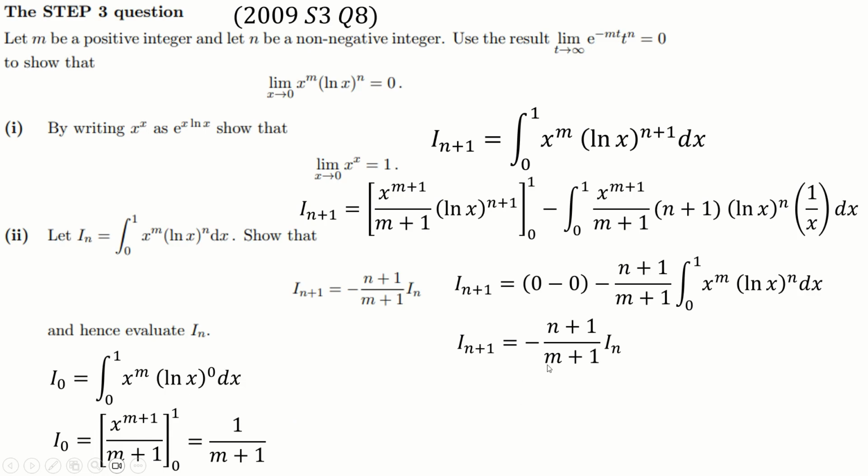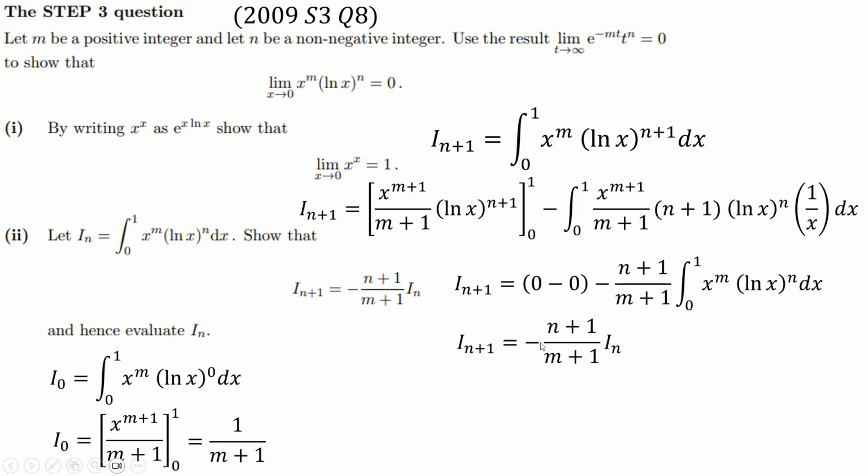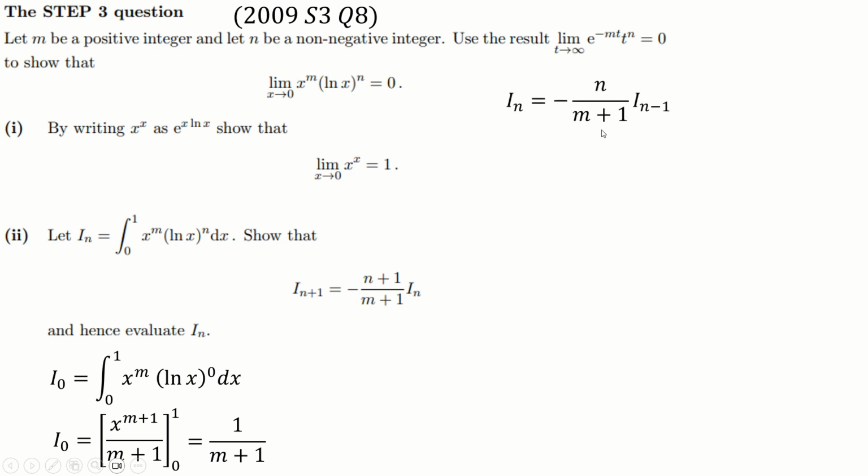Well, what we can do is use this result here to say this result instead. So all I've done there is replace n plus 1 with just n. So In is, and we reduce this by 1, reduce this by 1, reduce this by 1, and I think we end up with this expression here. Again, just replacing the n's with n minus 1s, and we end up here.